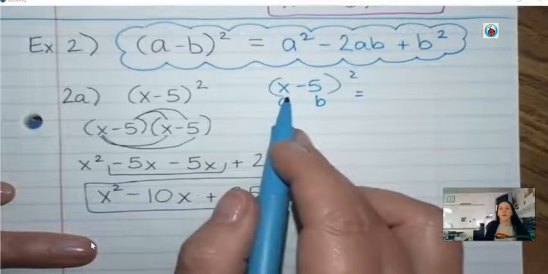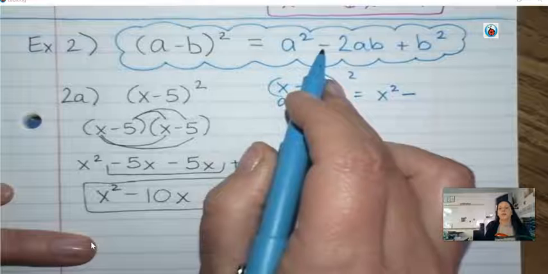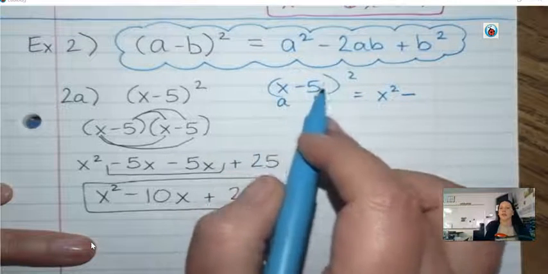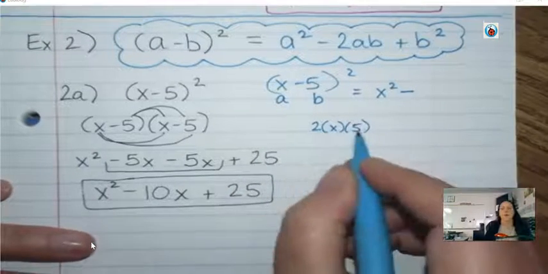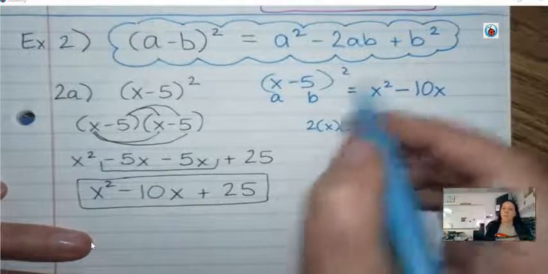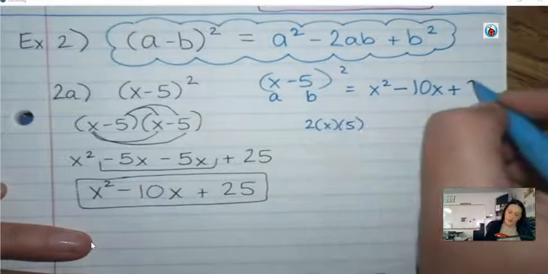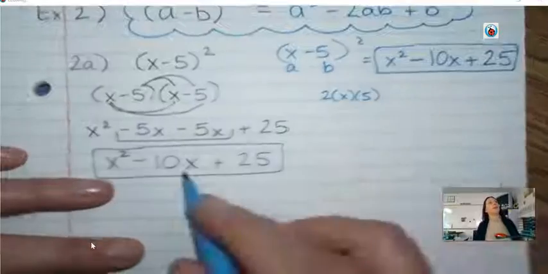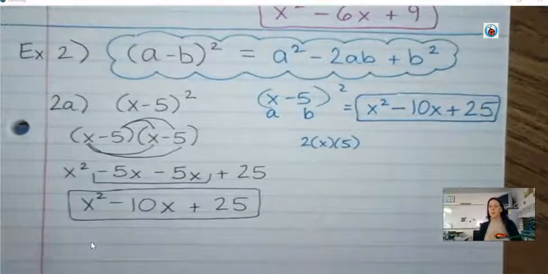Okay, a squared is x squared, and we have to put a minus sign. Then 2 times a times b. So 2 times x times 5. If you need to write it out, 2 times x times 5, that's really 10x. And then plus whatever the b is squared. 5 times 5 is 25, which is the answer we already got by doing FOIL. So if you like doing the shortcut, you can do it.